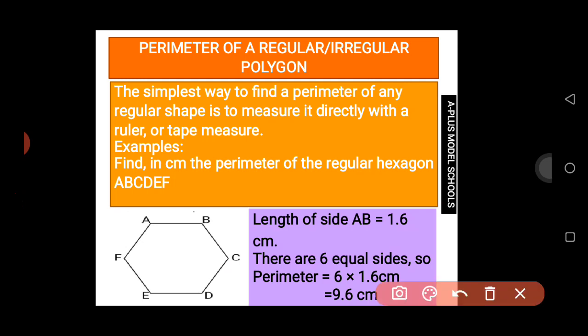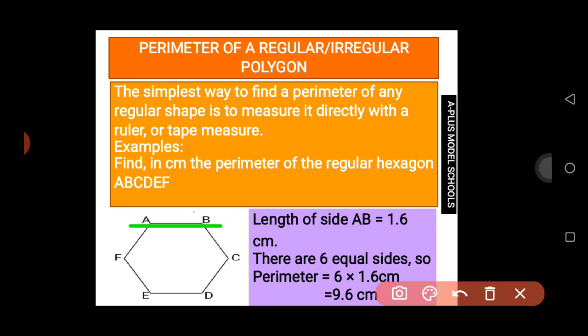And that is why when you look at the example under this, it is a regular polygon, because this is a hexagon which has 6 sides. And when you look at the lengths of the shape, you will notice that they are all equal. So if you want to look for the perimeter of this shape, just take your ruler and measure one of the sides. So when you measure AB, you can see the instruction.